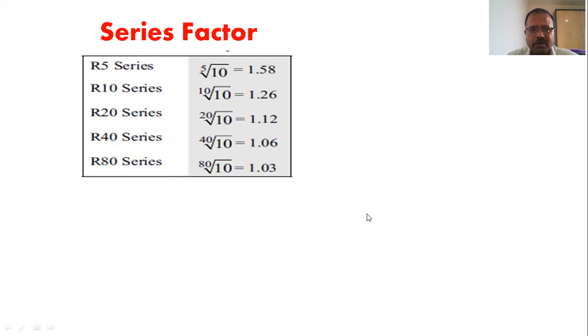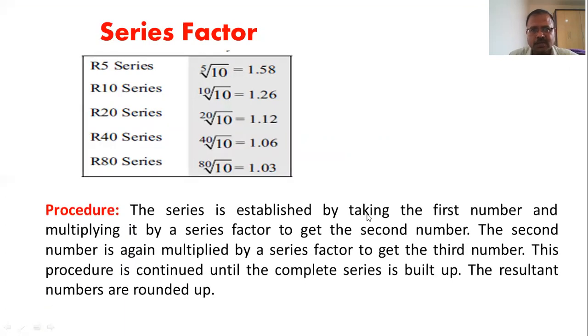So how to develop a series? For the development of the series, first we take the first number. Then the second number is obtained by multiplying the series factor with the first number. The third number is obtained by multiplying the series factor with the second number. The fourth number is obtained by multiplying the series factor with the third number, and so on, the series will be obtained. One thing should always be kept in mind: the resultant numbers in each series should be rounded.